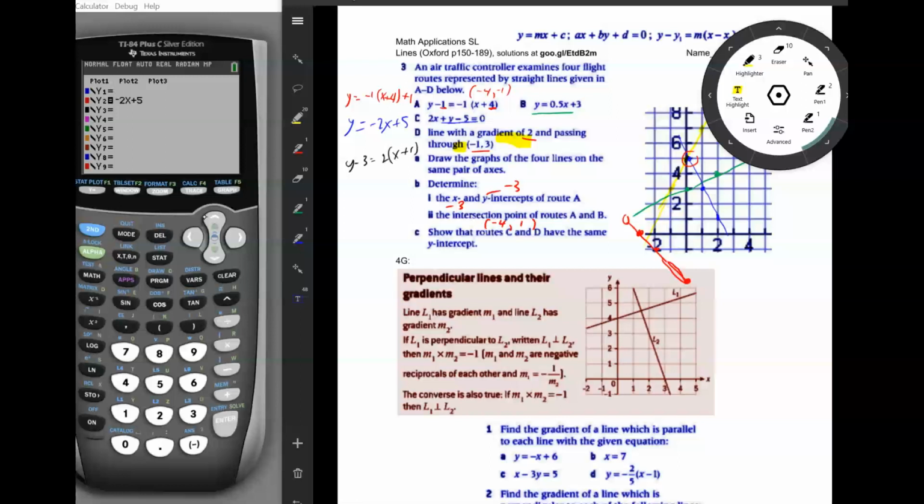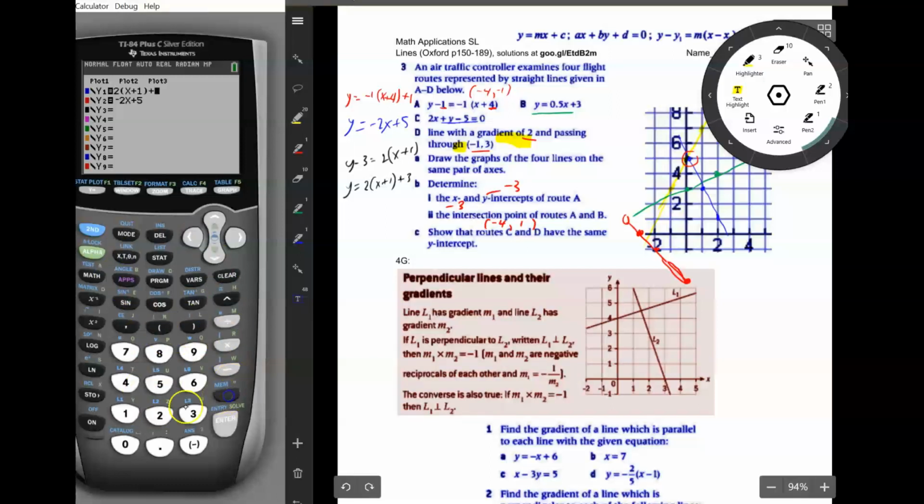And then I'm going to arrange that so that I can put in the calculator, so I add 3 to both sides. So I'll have 2 times x plus 1 plus 3. Okay, and then I'll put that in the calculator. So it'd be 2 times x plus 1, and then I put plus 3. And I'm going to graph the two, and they're going to intersect on top of the y-axis.